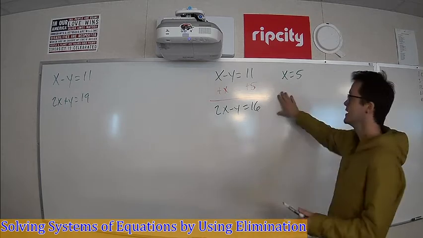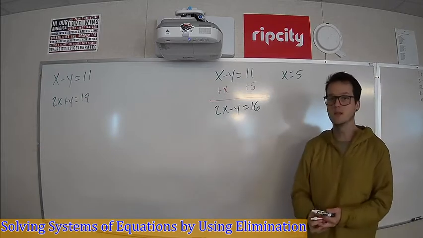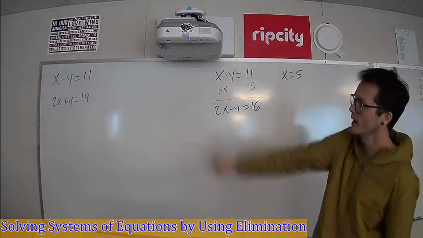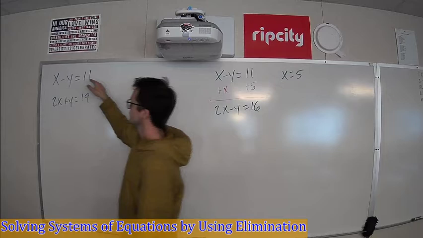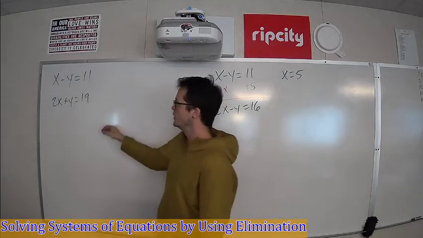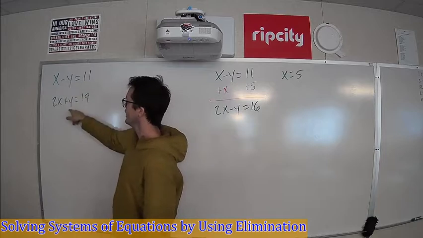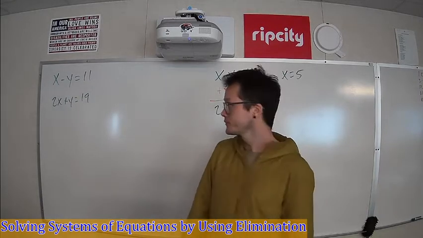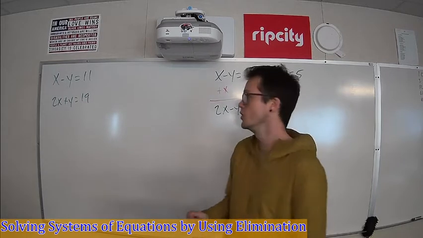So make sure you understand this piece before moving forward, because if this doesn't make sense, what I'm about to do is going to make even less sense. Okay, we have this system of equations over here. We know that x minus y equals 11, and we also know that this same x, if we have two of these x's plus the same y, equals 19. Our task is to figure out what x and y combination make both of these equations true.